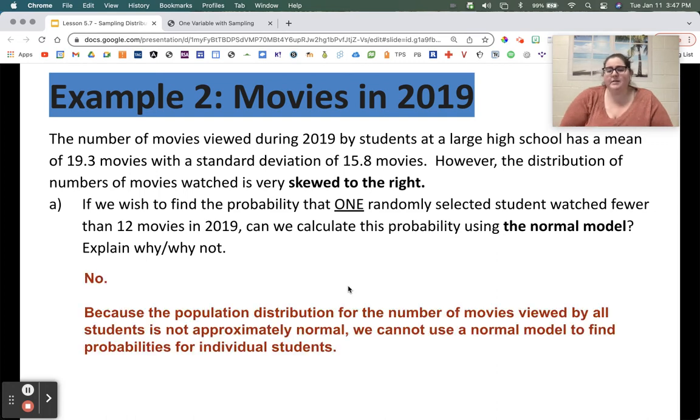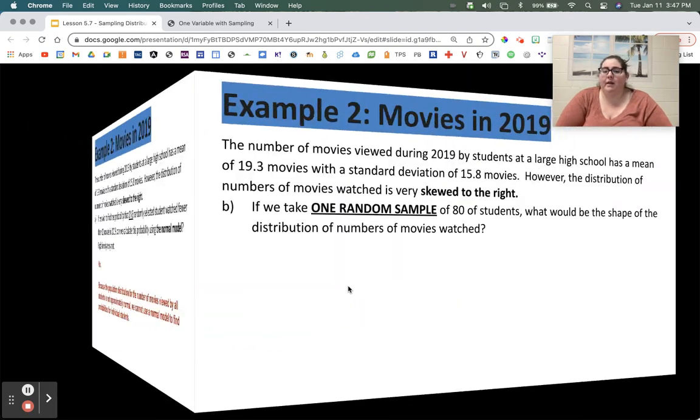So the answer is no, we can't. Because one student is not a sampling distribution. One student, we would be using the population distribution. And I can't use a z-table or a normal model for a distribution that is not normal. So this would not work with one student because one student is going with the population distribution, which they've already told us is skewed. So I would not be able to calculate this probability.